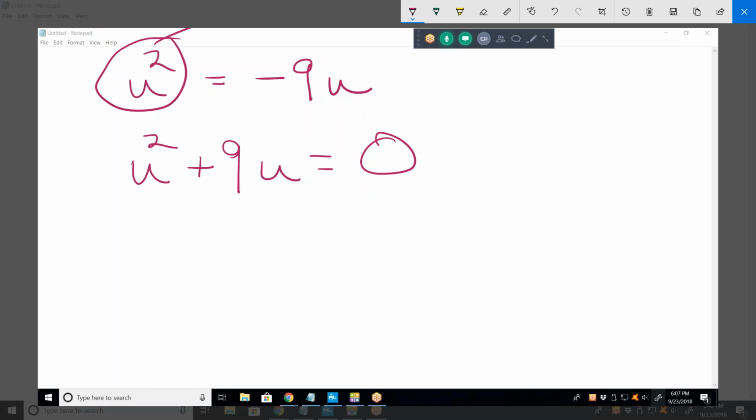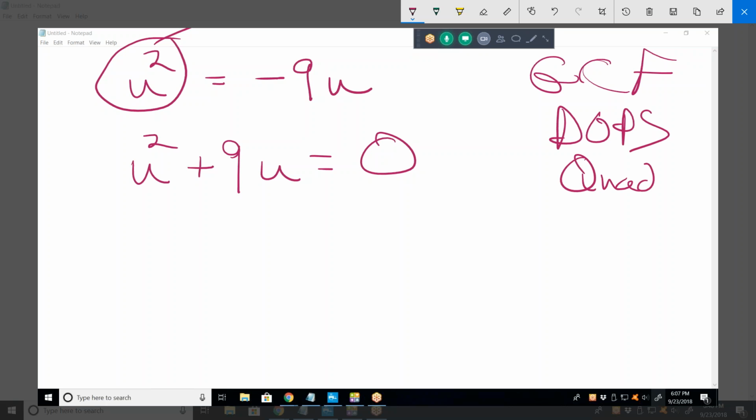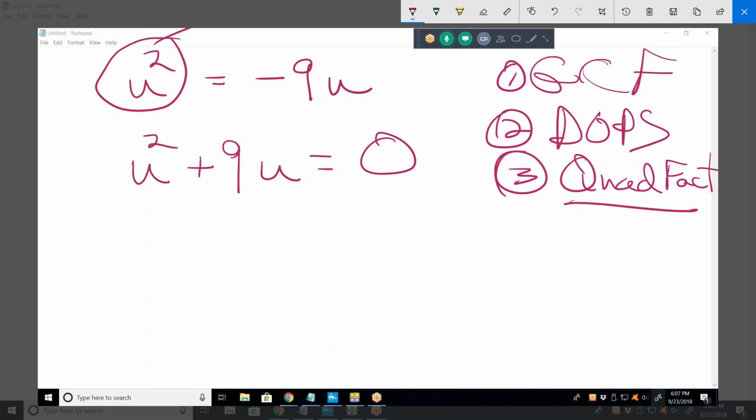What's the very first thing you consider when you're factoring? Always. It's always what you look for first. And then you look for the difference of perfect squares. And then you look for the quadratic factoring that we've been mainly doing. Okay? In that order. 1, 2, 3. Never this first. Always this first. Because if you can factor out a greatest common factor, that may solve the problem.